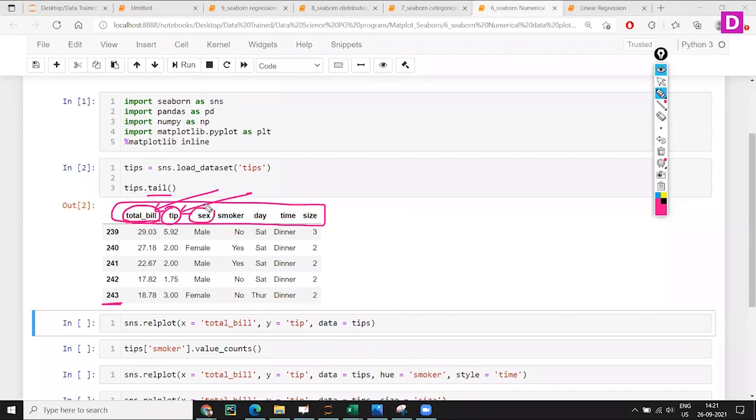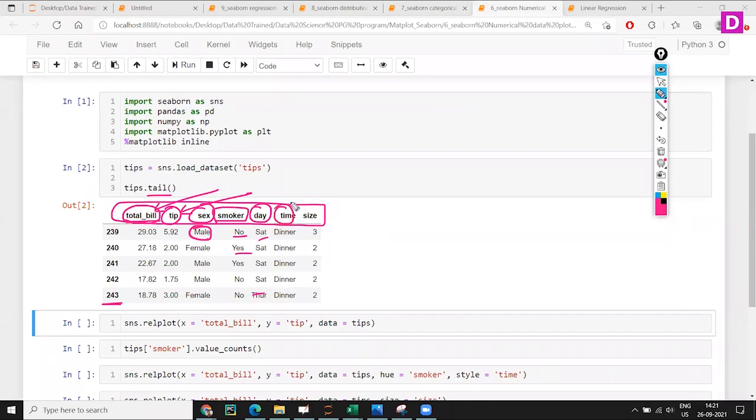Then the male or female who paid the bill. Here it does not matter much, because I can go with friends who can be male or female. Whoever pays the bill, their gender is highlighted here. Still, they have documented this. And whether the customer is a smoker or not, yes or no. And on which day they visited the restaurant: Saturday, Thursday, Sunday, Friday. Those days are also noted down.